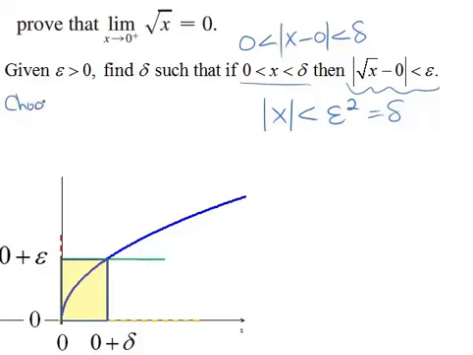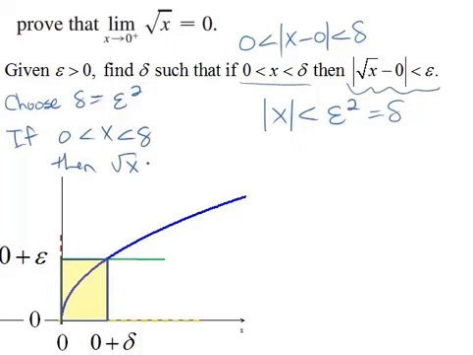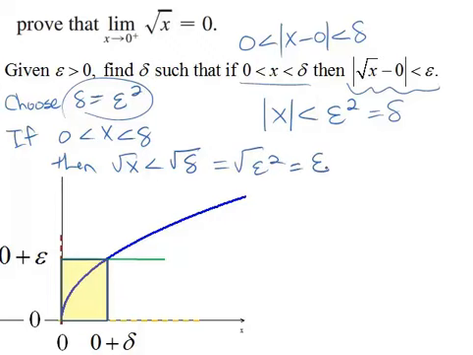We're going to choose delta equaling epsilon squared. So then if 0 less than x less than delta, then we could take this and square root both of these. The square root of x is less than the square root of delta, but we know that delta was epsilon squared, so this would be the square root of epsilon squared, which would be epsilon. So given that 0 less than x is less than delta, with our delta being epsilon squared, we just showed that this would be true.